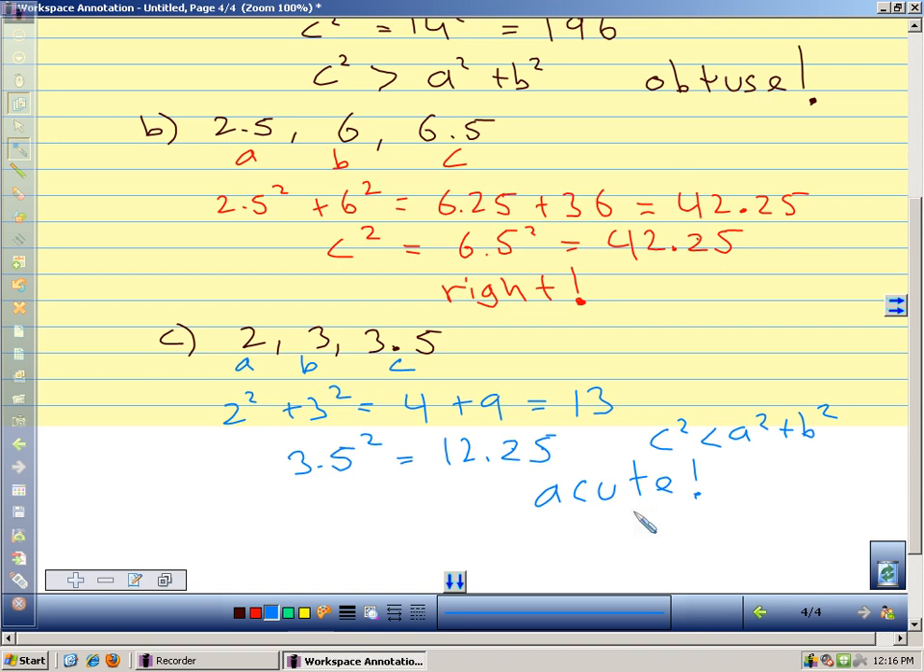Any questions on what we've done with the Pythagorean theorem? Yes?